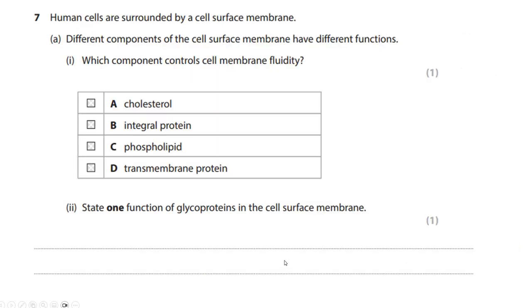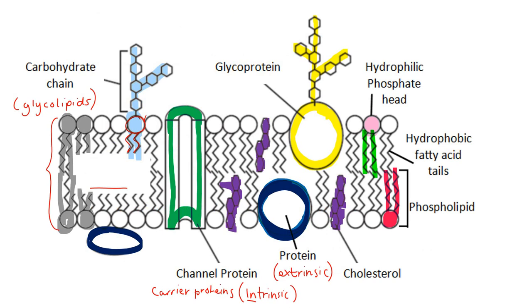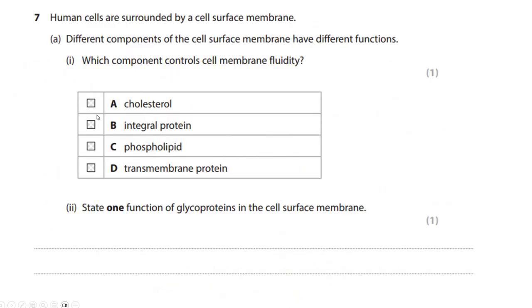Question 7. Human cells are surrounded by a cell surface membrane. Different components of the cell surface membrane have different functions. Which component controls cell membrane fluidity? So it is cholesterol, because cholesterol gives the membrane its strength and stability. So without the cholesterol, it would become more fluid.